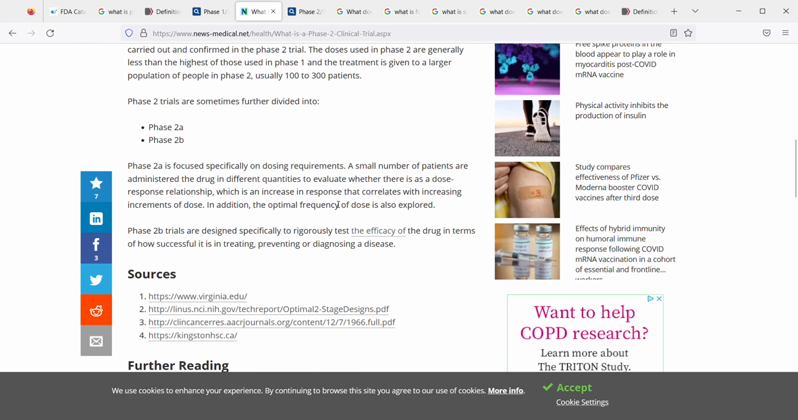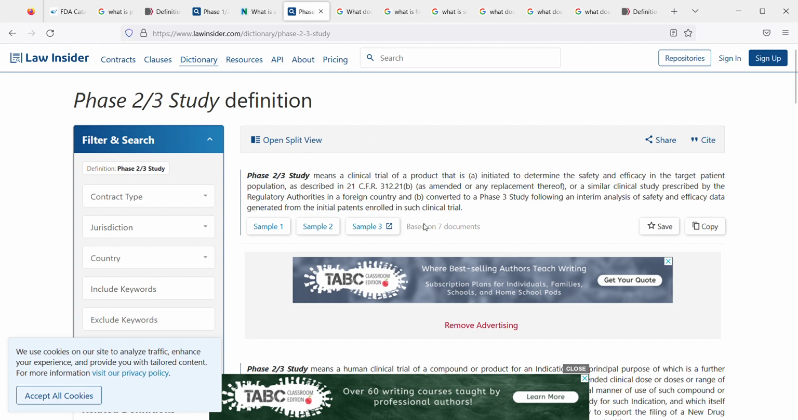Then phase 2B, those are trials that are designed specifically to rigorously test the efficacy of the drug in terms of how successful it is in treating, preventing, and diagnosing a disease. Phase 2. Phase 2 is a clinical trial that is conducted to evaluate the effectiveness of the safety of a new drug or combination for a particular indication.